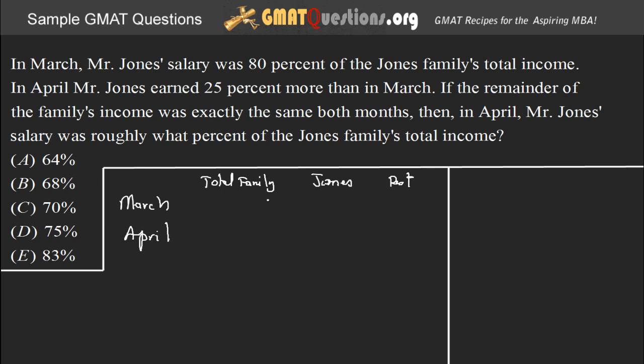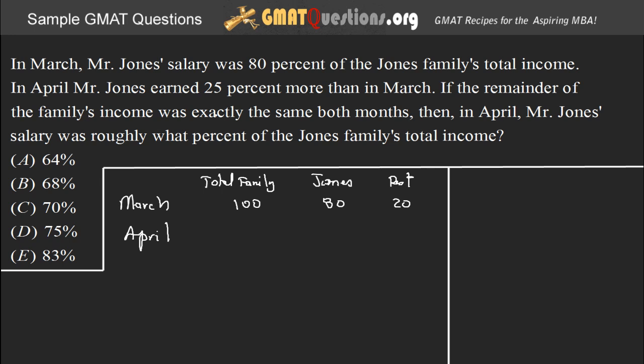So all you have to do is say that in March, the total family income is 100. You pick the number 100 because we are dealing here with a percentage. 100 is an excellent number to deal with. Not always, but in general, yes. So, Jones is 80% of that. 80% of 100 is 80. And the rest is obviously 20. Okay, so this is the rest of the family right here.